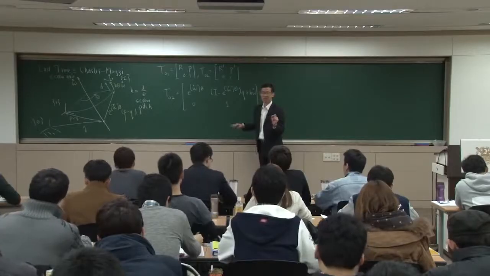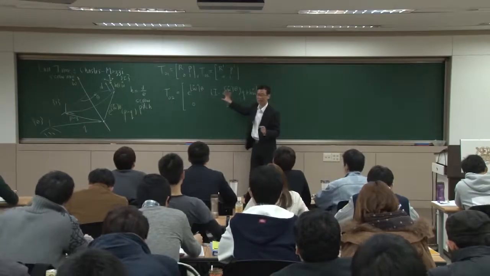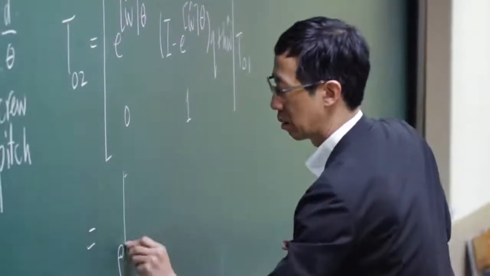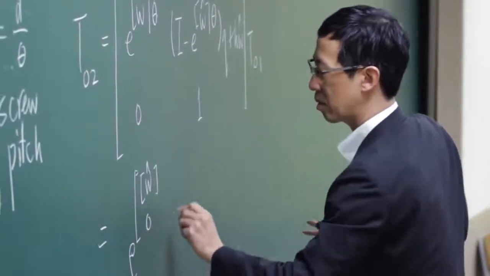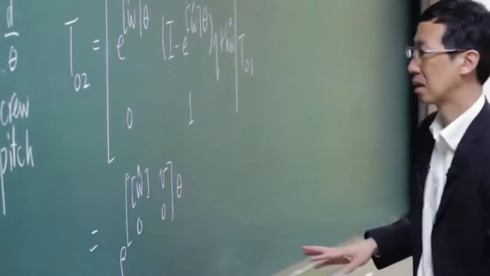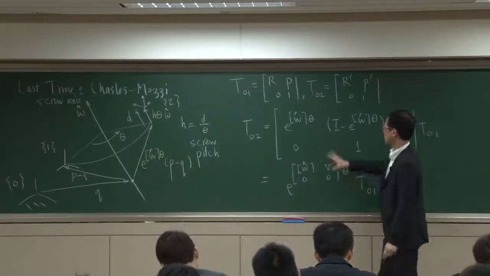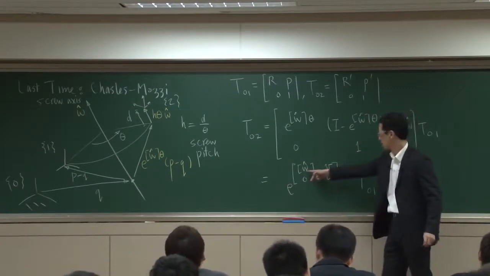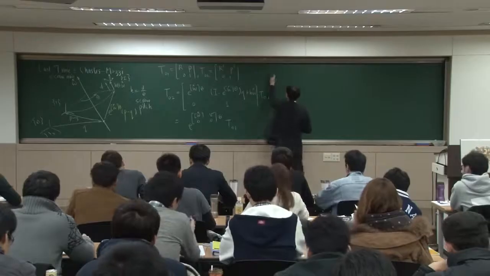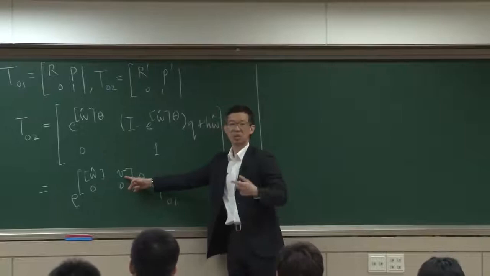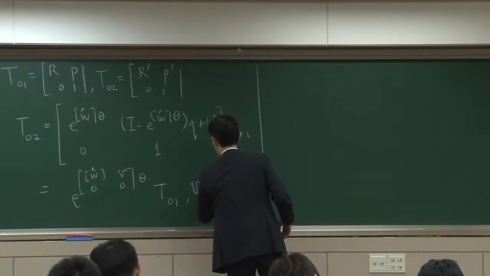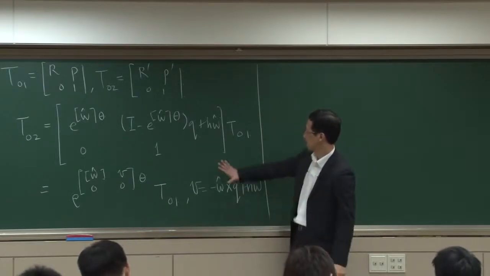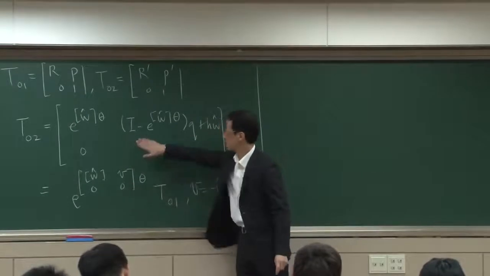And the key result from last time is that instead of writing the matrix this way, which is hard to remember, we're going to write this as a matrix exponential: the exponential of the matrix omega hat, v, 0, 0 times theta, times T01. So this matrix here is expressed now as a single matrix exponential. And how do we choose v here? If we choose v to be minus omega hat cross q plus h omega, then everything works out. This becomes this.